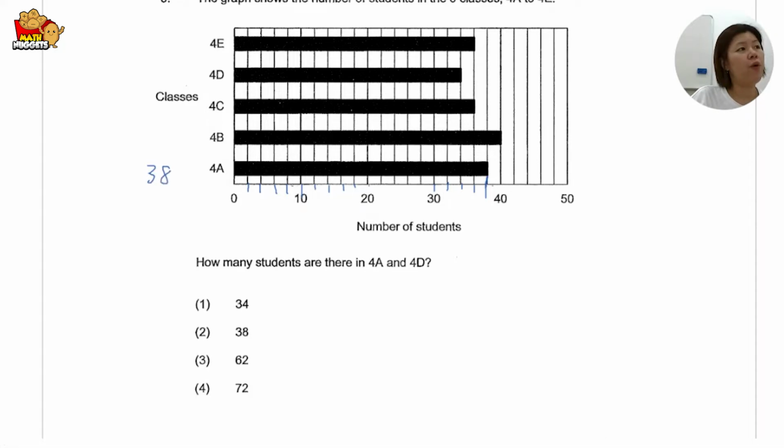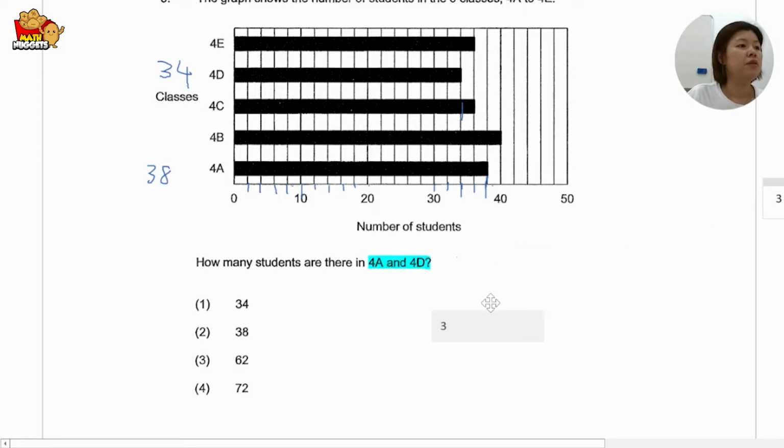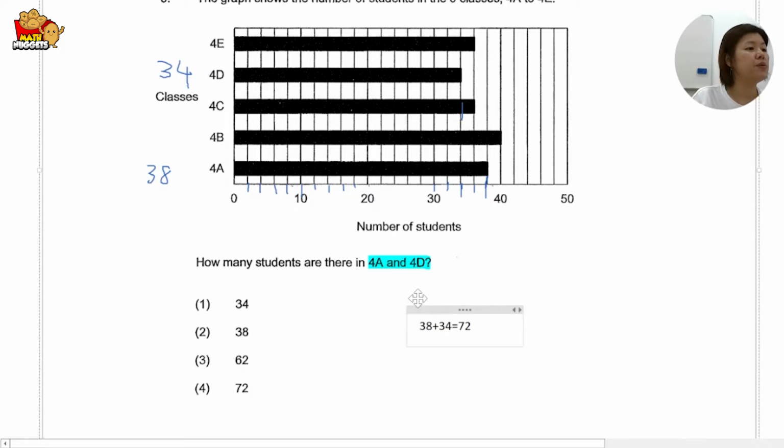And they want 4A and 4D. So 4D is here. Let's look at 4D. If we move down, it's actually here. So it's 34. Okay. So total will be 38 plus 34 equals to 72. Answer is number 4.